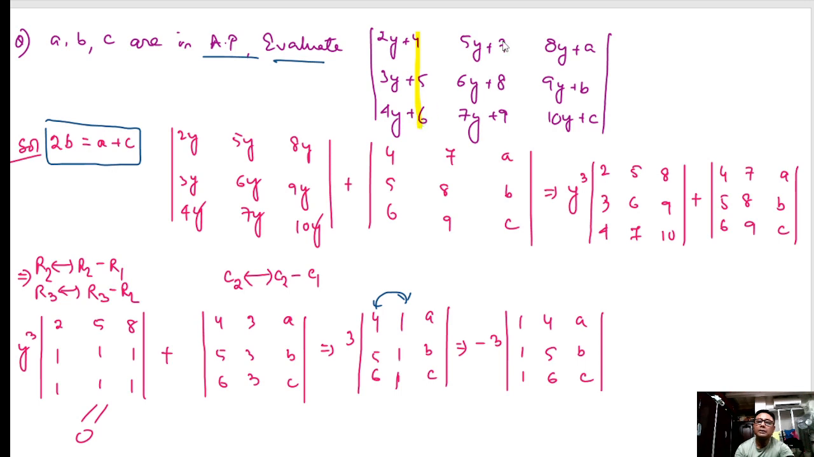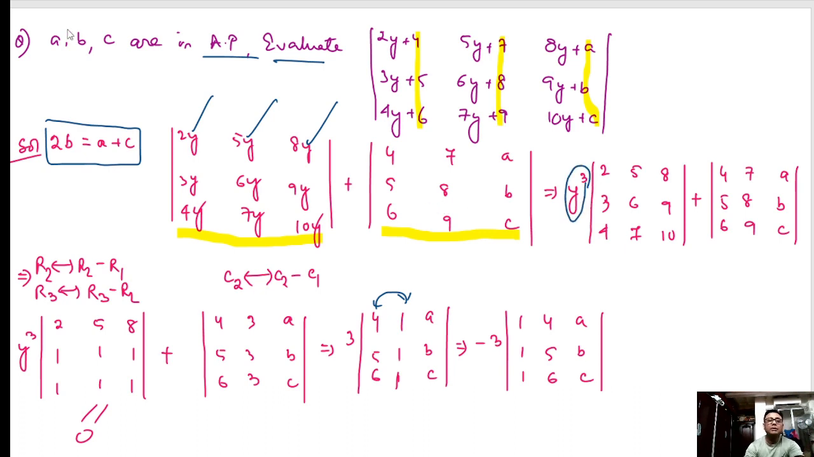We are trying to make a second matrix. You see, this is the second matrix and the rest is the first matrix. So as you can see, we have made two matrices here. From the first matrix, we have taken the common y. From every column there is a y common, y common, y common. So there is a y cube common from the first matrix.